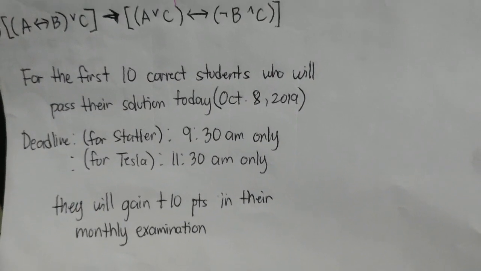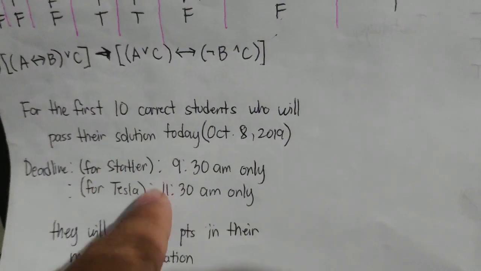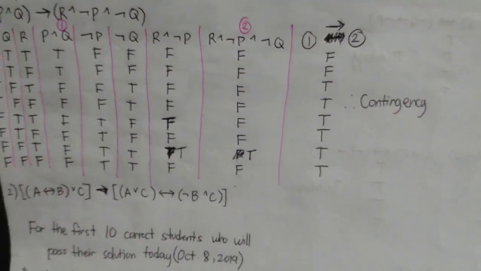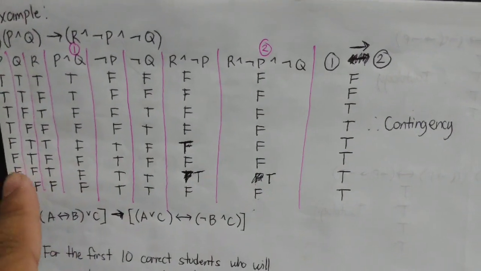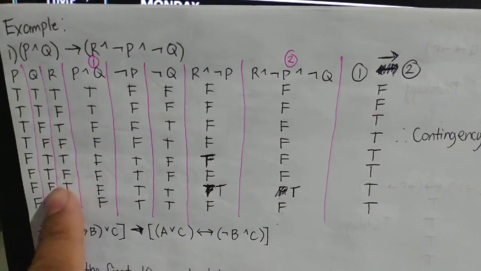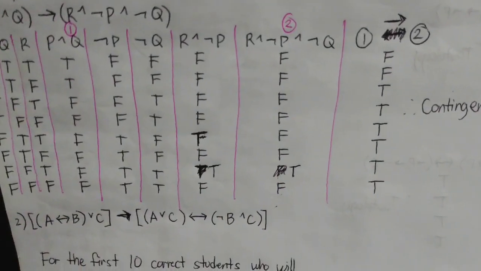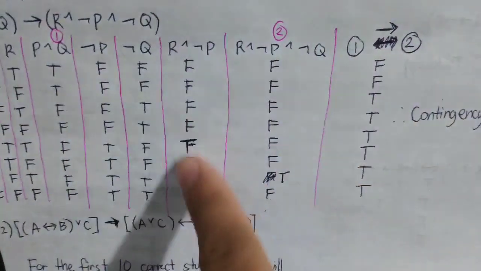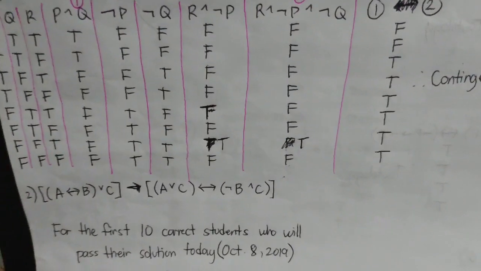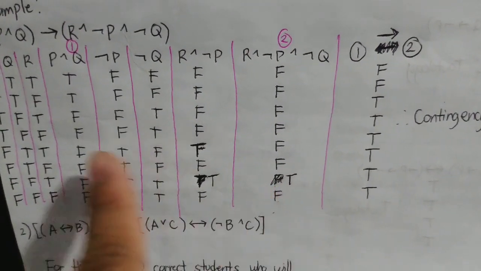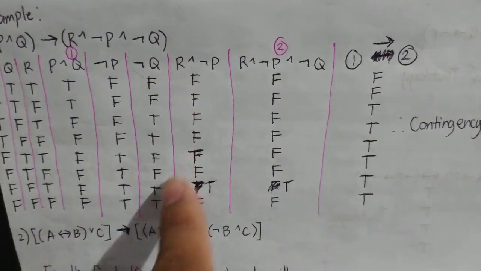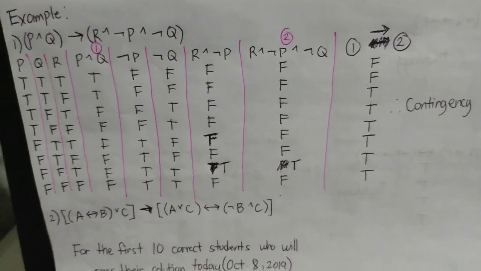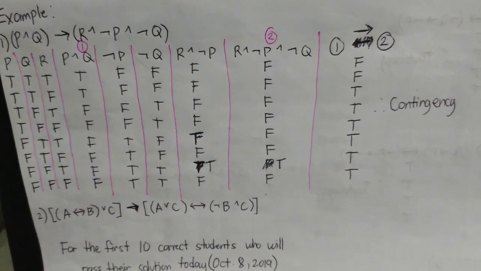Again, this is for the monthly examination, and I will only give the full 10 points if we have all the correct solutions. So I need to see a replica of this one. The solution must be like this, and I will check every statement. I will not only consider the last part of the proving, but also every column of your proving. Again, you will be eligible to get the 10 points if all of the truth values for your columns are correct. So that will be the end of the discussion for lesson number 3 for logic.